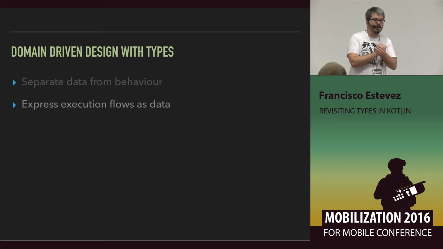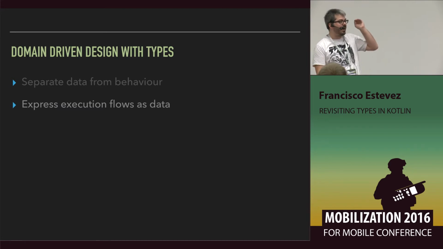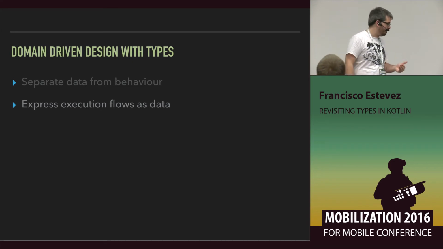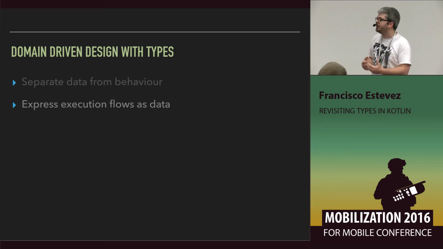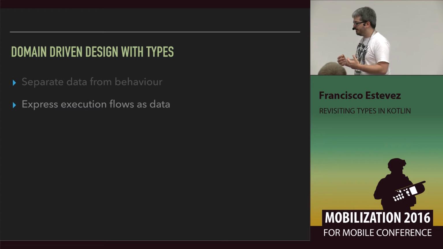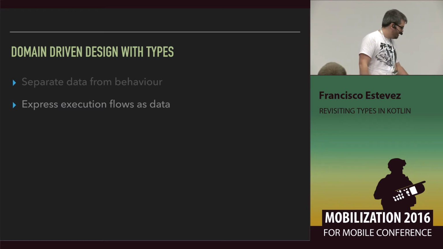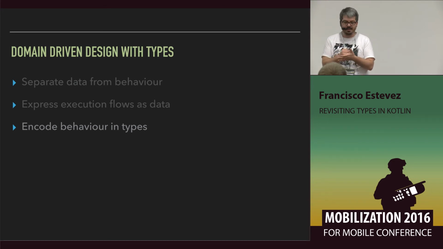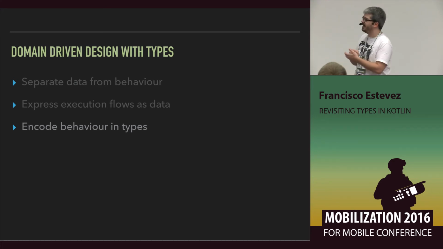You have to express your execution flows as data. So instead of having your application define a state as, oh, this application is in this state if I call this method, or if I go to this part of the app, what you have is something similar to the strategy pattern or the policy pattern, where you define your execution depending on the type that you're referring to. The next one is that you encode your behavior in those types. So you define how your application flows depending on those wrapping types for the data classes.